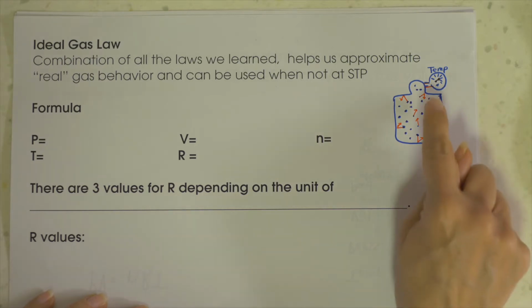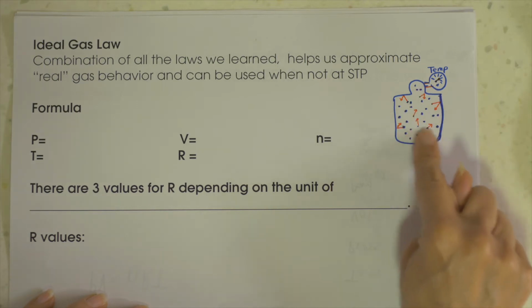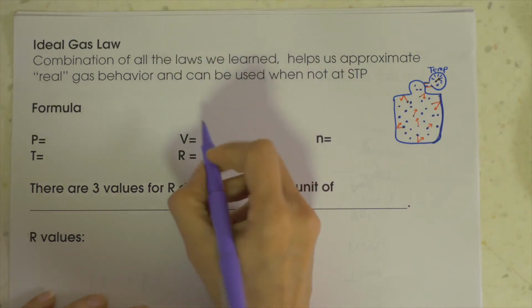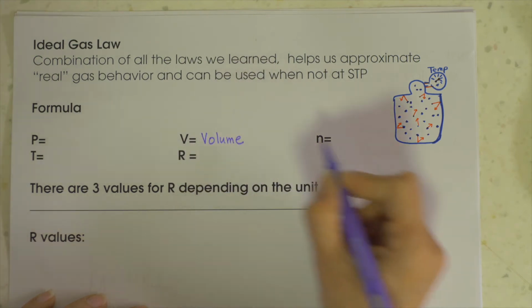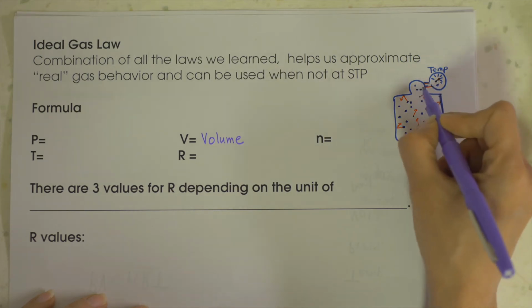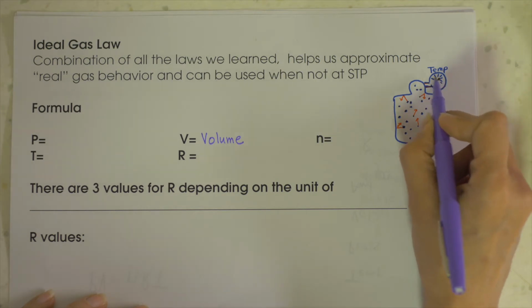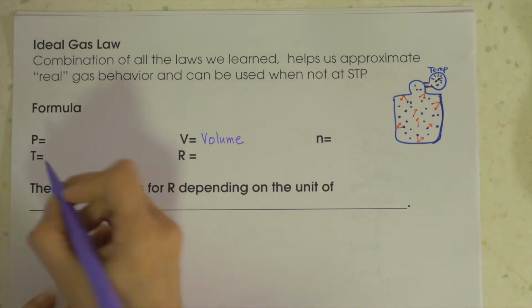So what's going on? We've got a particular volume, particular size, and that would be your V. So V is our volume. It's the container. It's how much space these particles are going to be taking up. And then we could also take the temperature. It looks like there's a temperature gauge here on this container. And so what is the temperature of those particles?